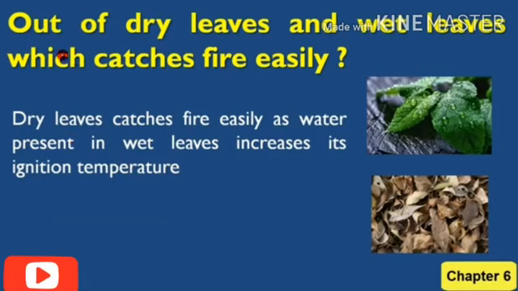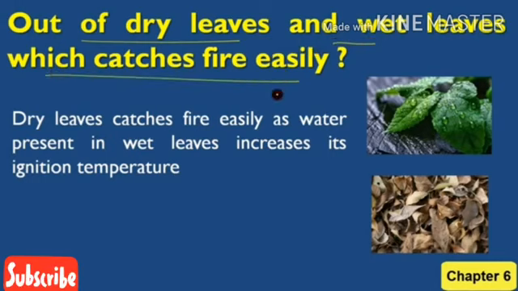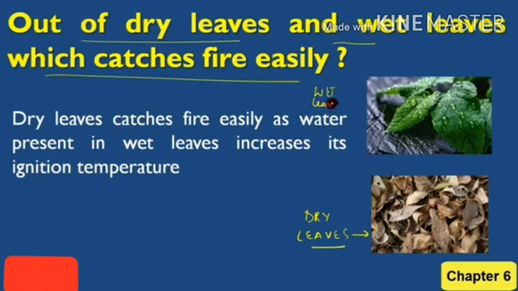Let us enhance our knowledge now. Tell me, out of dry leaves and wet leaves, which catches fire easily? Dry leaves catch fire easily because they do not have moisture in them. On the other hand, wet leaves have water present in them, which increases their ignition temperature. Is it fine? Have you understood the concept?